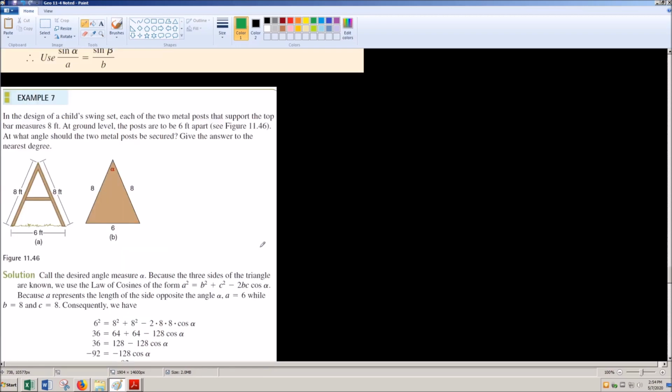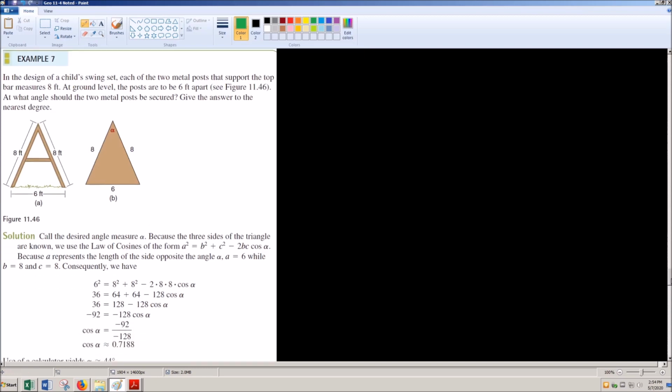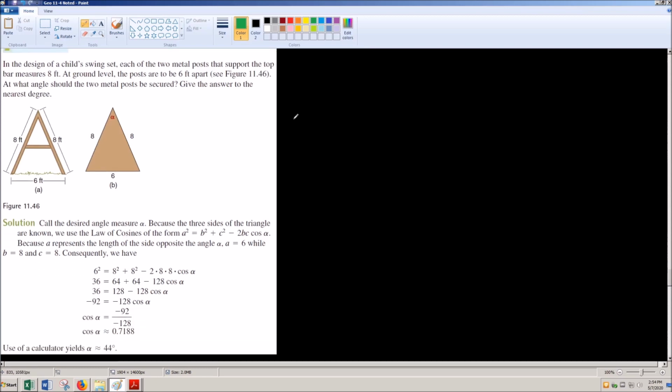Last problem here. It's crazy. All right. So we're setting up a child's swing set. Each of the 2 metal posts supporting a top bar is 8 feet. At ground level, the posts are 6 feet apart. Let's make a triangle out of this thing. 8 and 8 and 6.